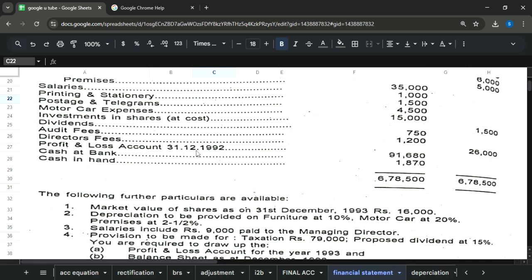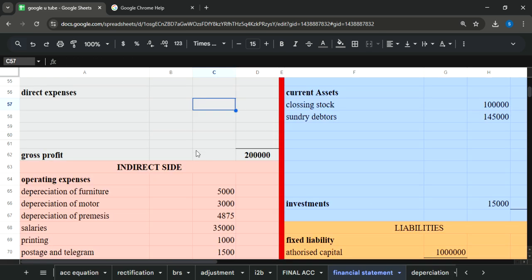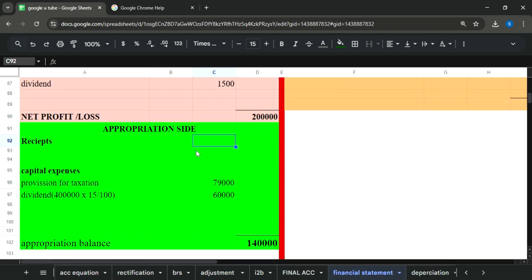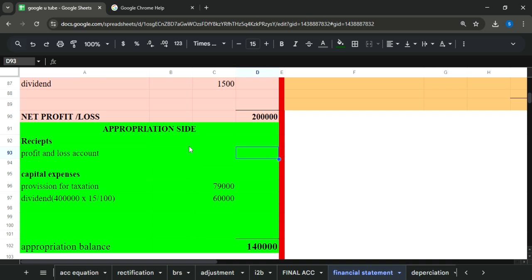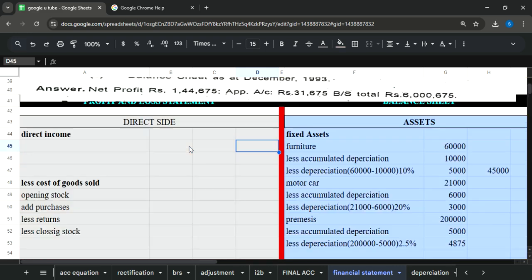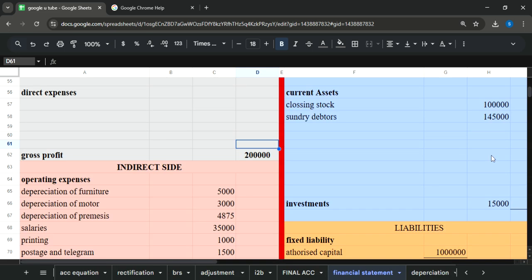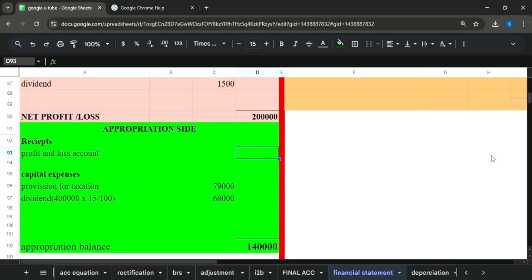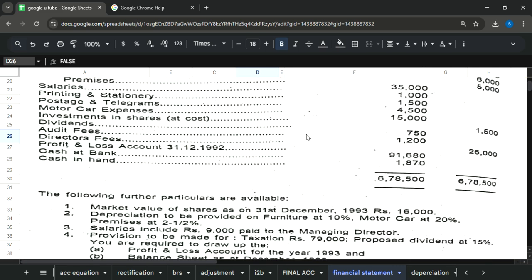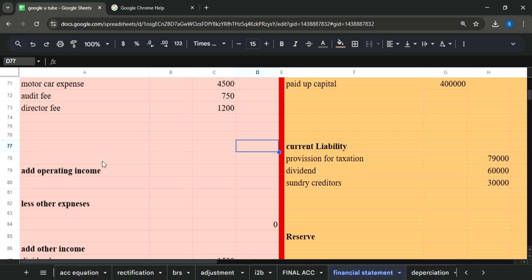Profit loss account, as you know, it's part of appropriation account. Since it's a sort of income, profit and loss account. All right, this is how much? Profit and loss account 26,000. Next, after profit loss account, we have cash at bank. This is your current asset.